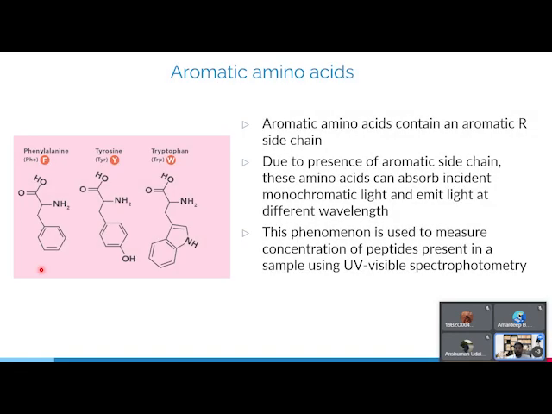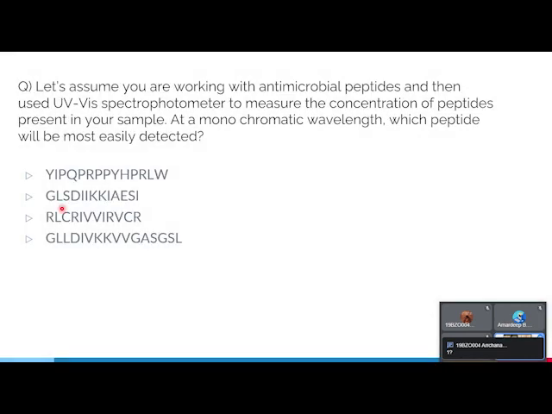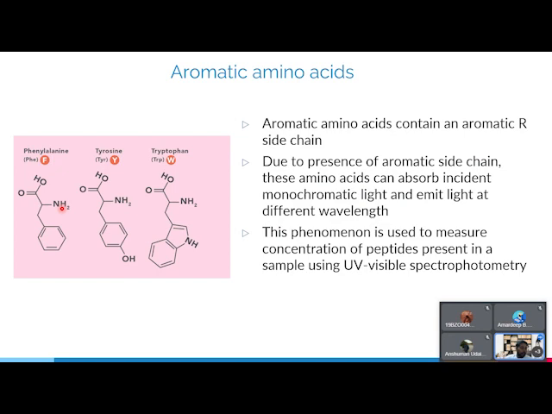Okay, so first let me help you out here. As we have just discussed, what are aromatic amino acids? Aromatic amino acids are a classification of amino acids which contain an aromatic R side chain. These include phenylalanine, tyrosine, and tryptophan. Archana says that option 1 should be the correct one. We'll get back to that in a moment.